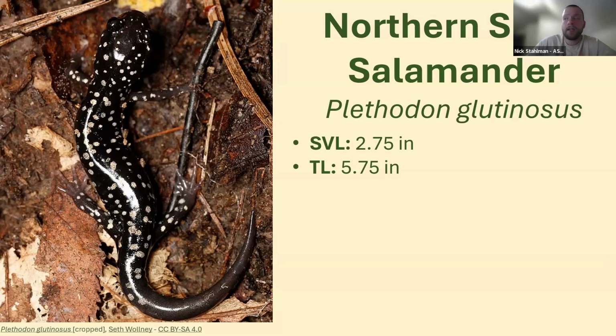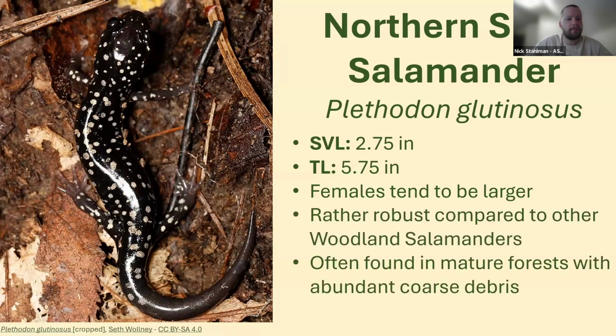It tends to get confused with a mole salamander, which is what the spotted salamander genus was. And especially females, because they can get rather large, this could be confused with a spotted salamander, but it doesn't really have yellow spots. It's more of a white spot.